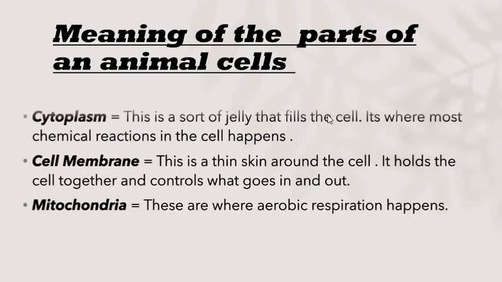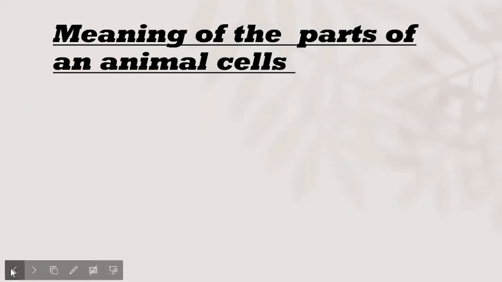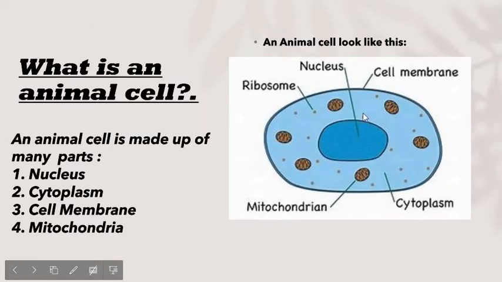So here are the meanings of the parts of an animal cell. As you can see, the nucleus controls what the cell does. It's like the brain. Don't call it the brain in exams because you'll get it wrong, but just to remember, I call it the brain.